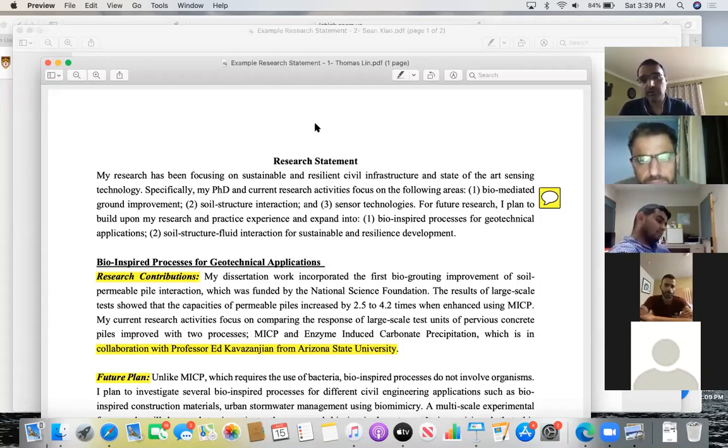Because remember, this is also a writing sample. If you know how to write clearly, concisely, mention the important information, and it is very clearly organized, you're going to do the same thing in your research proposals, which is a very important thing for academic positions. So I would advise doing something similar to this. Subheadings, research contributions, future plans. It just makes it much easier for people who are reviewing the application.